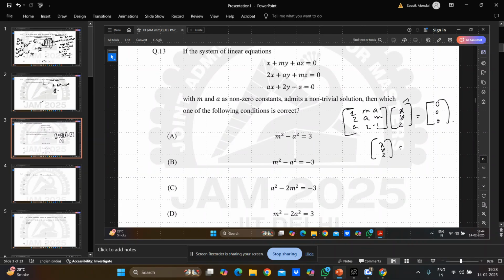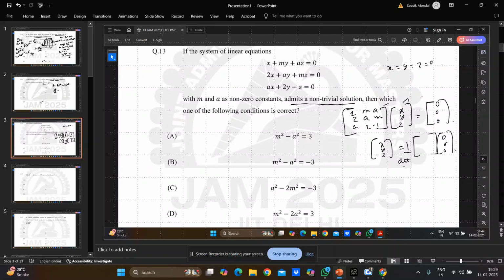So x, y, z is the inverse of this. So there is some cofactor, the matrix cofactor with these cofactors, and there is 1 by determinant, and this is 0, 0, 0. Okay. So it is given that it's a non-trivial solution, not a trivial solution. That means you don't want x equal to y equal to z equal to 0. So you want a non-trivial solution.